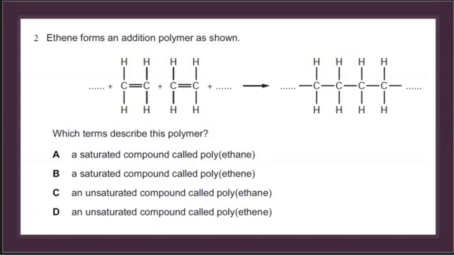Question 2. Ethene forms an addition polymer as shown below. Which term describes this polymer? All right, so you've seen this question before. I brought it back. Let me see who remembers what the answer is. Talk to me. B as in boy. Yes, that is correct. The answer is B, a saturated compound called polyethylene. So yes, I brought back that question.